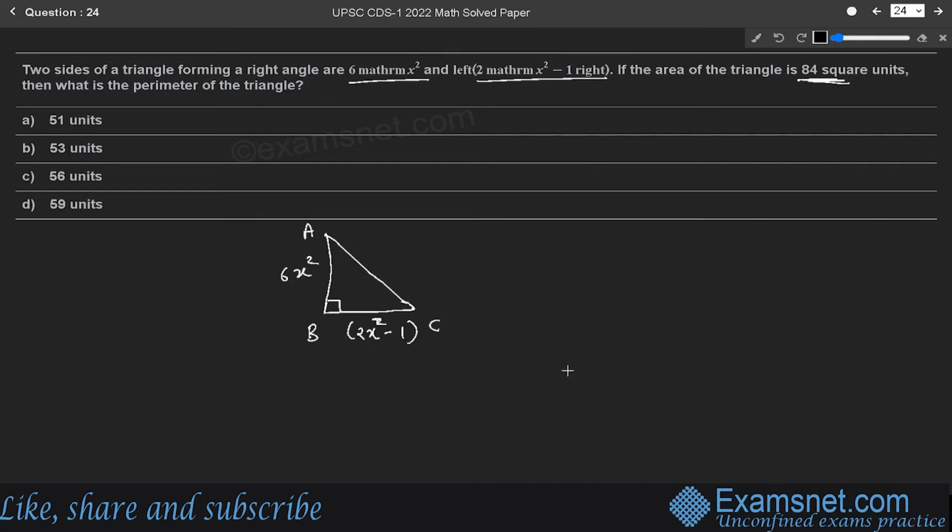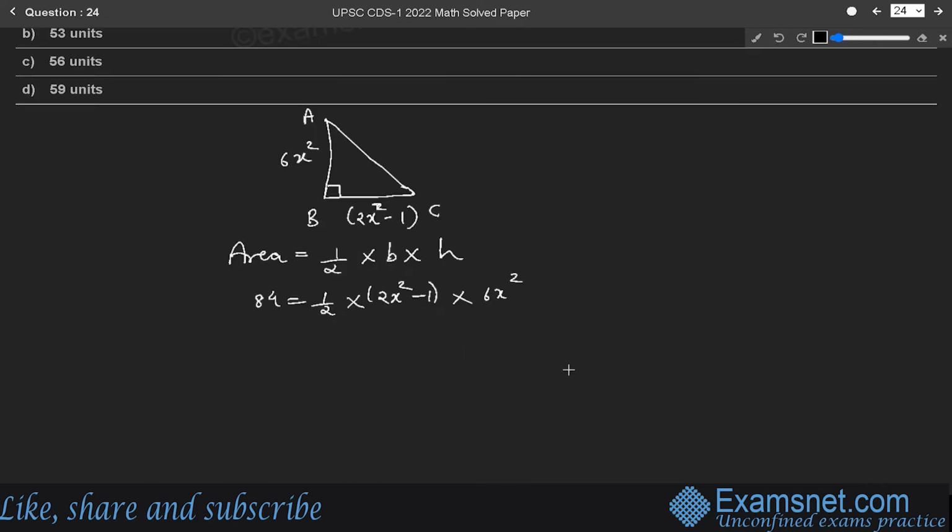We know that in a right angle triangle, area of triangle is half into base into height. Area is given here, and we know that BC will be the base and AB will be the height, or we can say perpendicular. Now according to the formula, 84 is equals to 1 by 2 into base is 2x square minus 1 and height is 6x square. So on further solving this, we will get 2x square minus 1 into x square minus 28 is equals to 0.